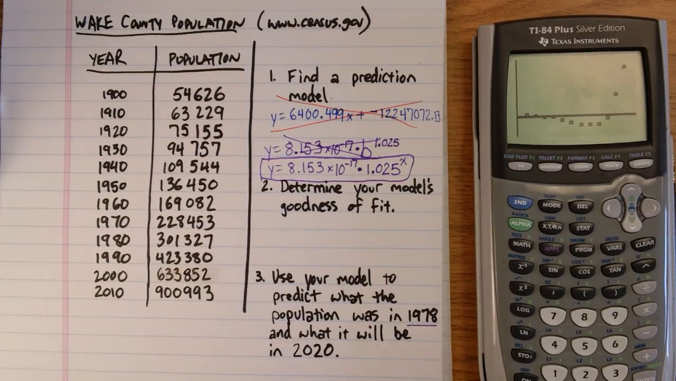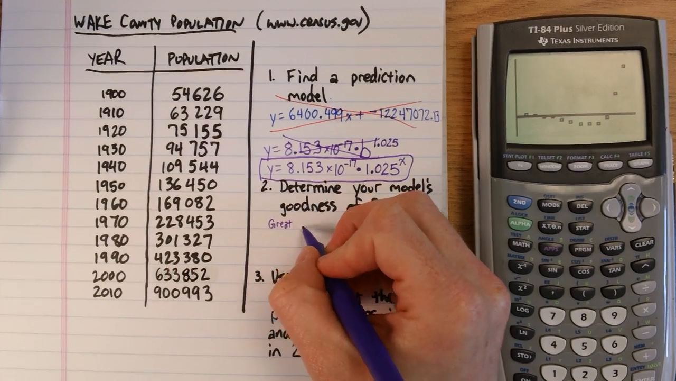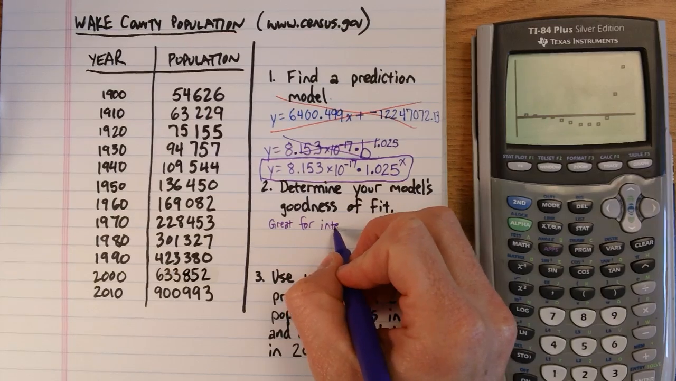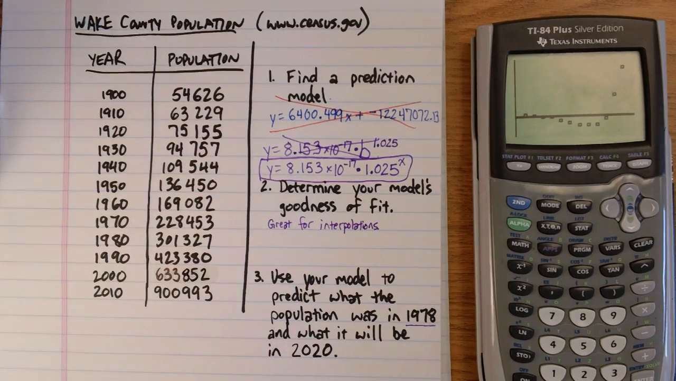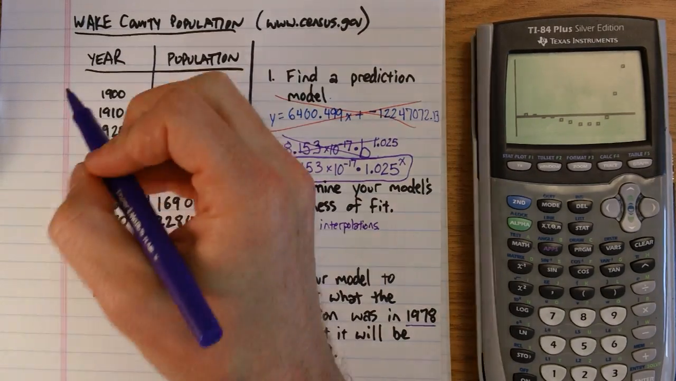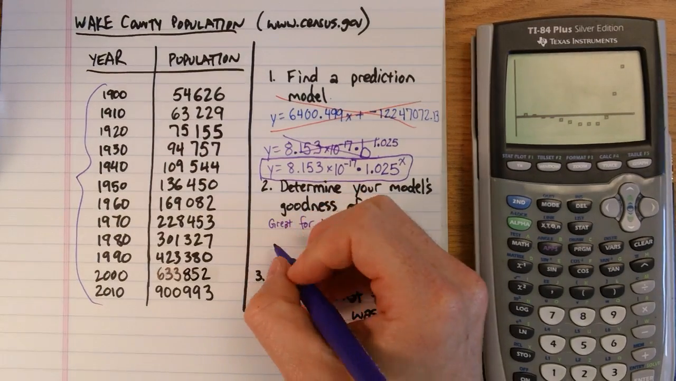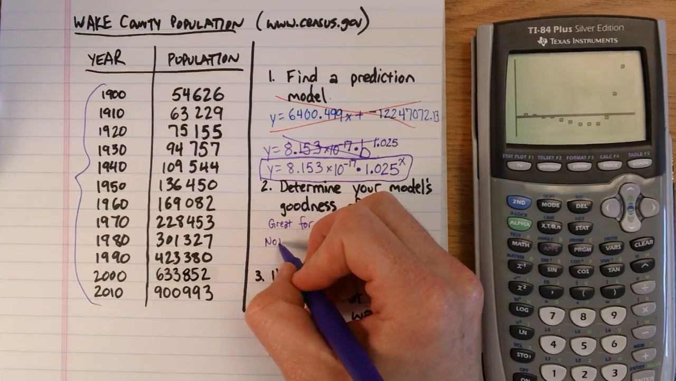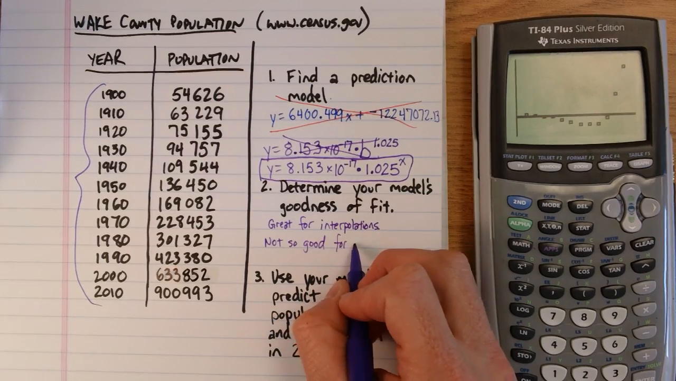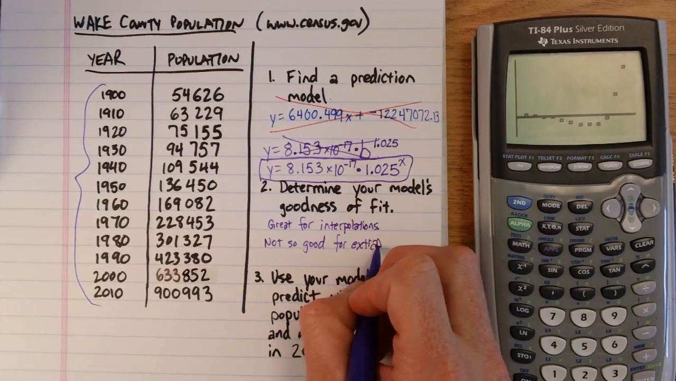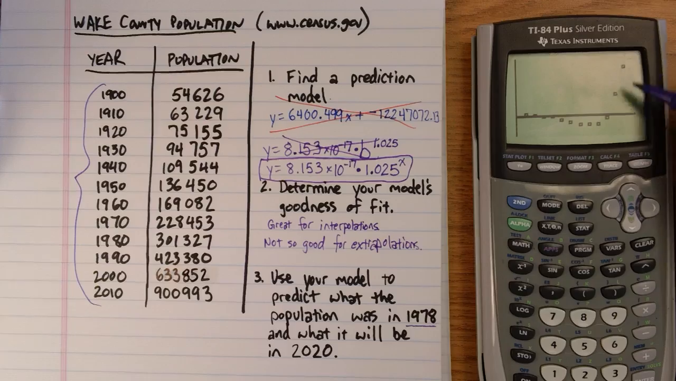Okay, so let's say it's great for interpolations. An interpolation is a prediction within our set of actual x's here. And maybe not so good for extrapolations, because of this tail end here.